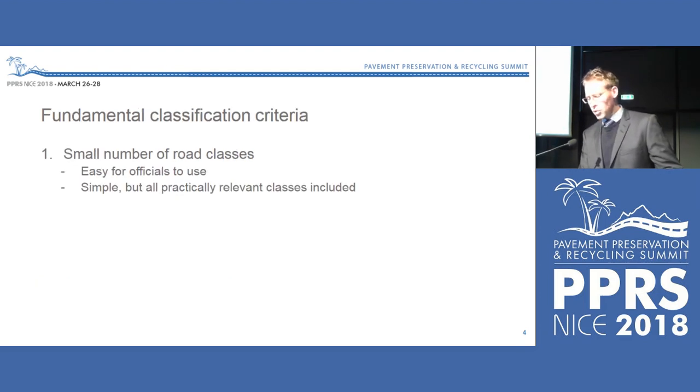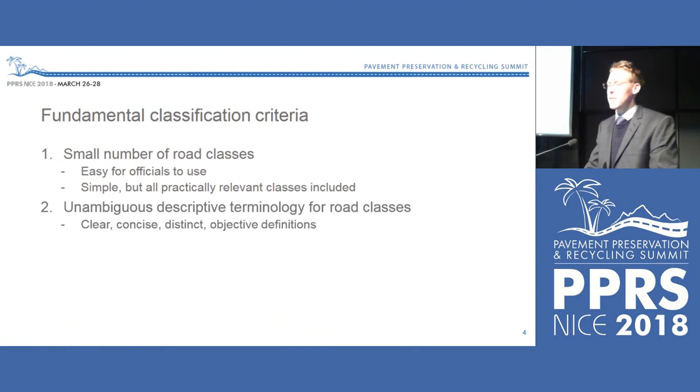So in moving on to creating a new classification system that takes consideration of the basic access function of a road and also a road network's mandate to maximize economic growth, there are certain criteria that need to be adhered to so that the classification system is functional, efficient, and usable. The first of these is a small number of road classes. This is so that it's easy for officials to use, so that the system's functional. But critically here, the system that gets developed needs to be simple, but it cannot, in the process of simplification, exclude any class that is theoretically relevant.